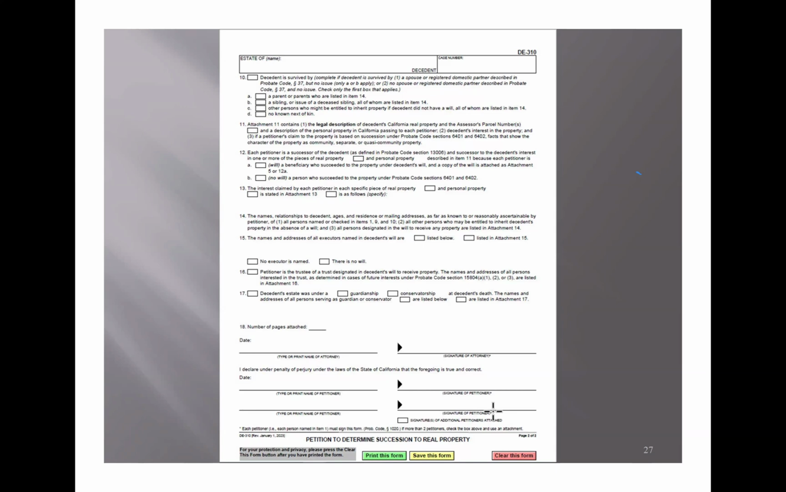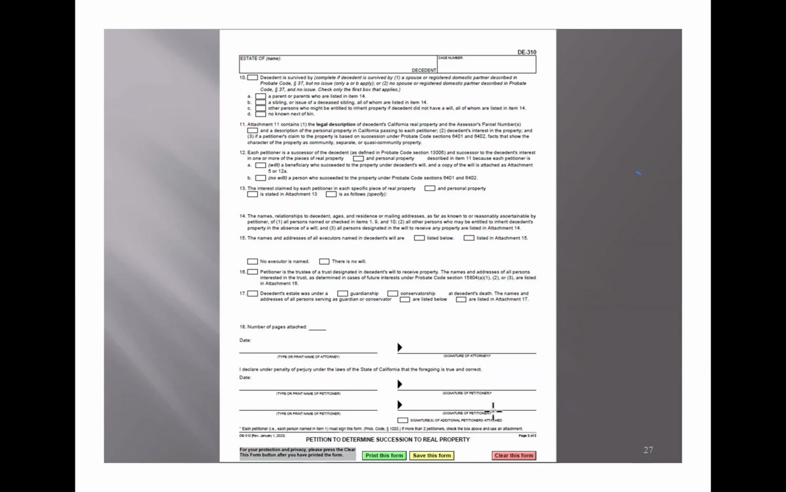So the next question on the form is 11, and that wants you to have an attachment that contains the legal description, and I don't think I mentioned this, which I should have, for the APN. That APN number has to be included in your inventory and appraisal, okay, at the very end below your legal description. And so it also has to be included on this attachment 11. And for the real property attachments for the affidavit of small value, you have to put the APN number on there too.